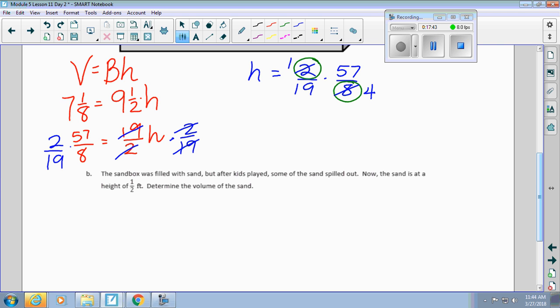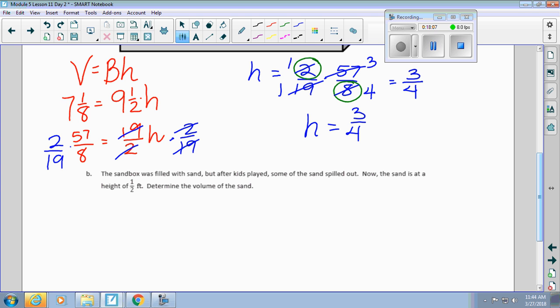Alright, so then we have this and this that can actually simplify, and just to save some time, 19 is a factor of 57. 19 goes into 19 1 times, and it goes into 57 3 times. So we have 1 times 3, which is what? And 1 times 4, which is 4. So we want to say that the height is 3/4.